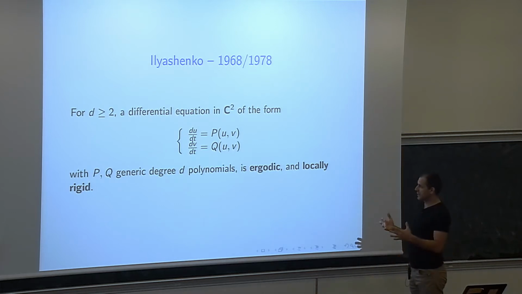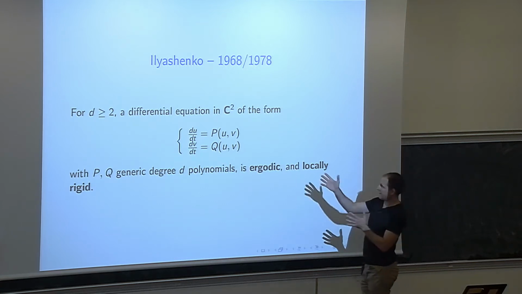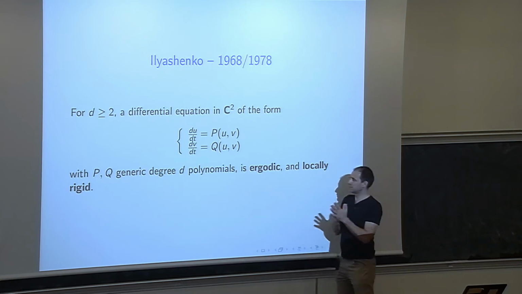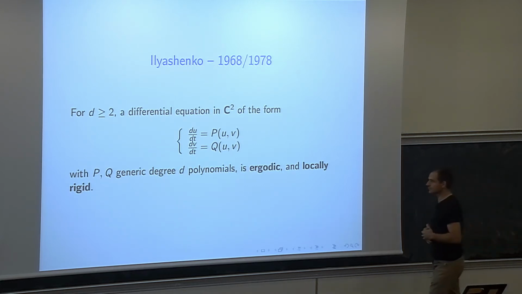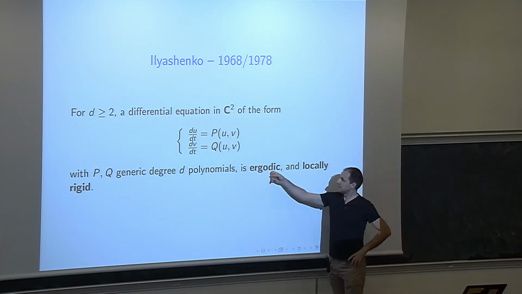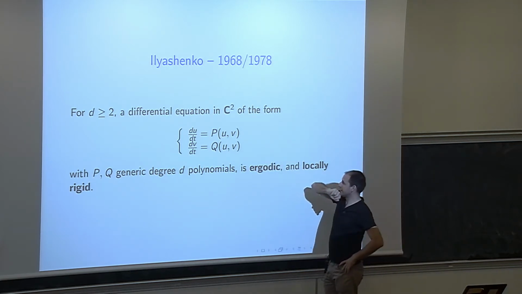Another way to say that it is not possible to have a partition of the phase space, so the u, v variables, into two measurable subspaces that are unions of solutions of the differential equation. So it is ergodic. This is a theorem of 68.